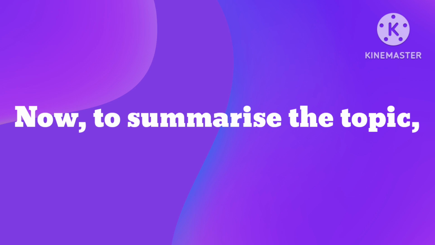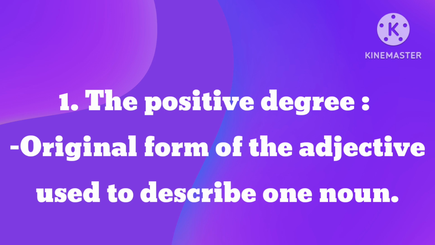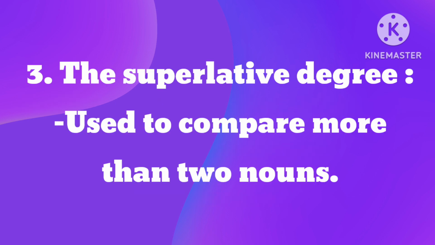Now, to summarize the topic. We said there are 3 degrees of comparison. 1. The positive degree, original form of the adjective used to describe one noun. 2. The comparative degree, used to compare 2 nouns. 3. The superlative degree, used to compare more than 2 nouns.